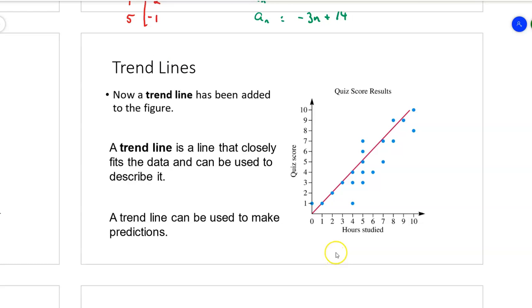You can use it to make predictions. So you're taking this discrete data, right? They ran into the whole number of hours, and you say, well, what if I studied 1.5 hours? Then I might expect to get that score over there. What if I studied 5.25 hours? I would expect to get this score over here. All right, so you can make predictions.